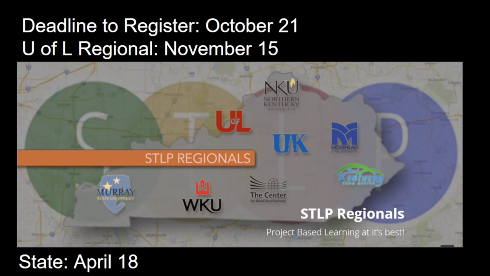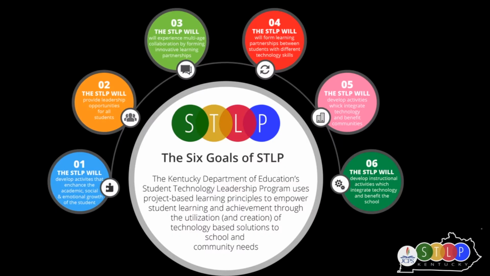Watch this video as many times as you need to. You have until October 21st to register for the Louisville Regional, which takes place on November 15th. Go ahead and put April 18th on your calendar, which is the date of the state championship. But how in the world do you get started? Let's start at the beginning.